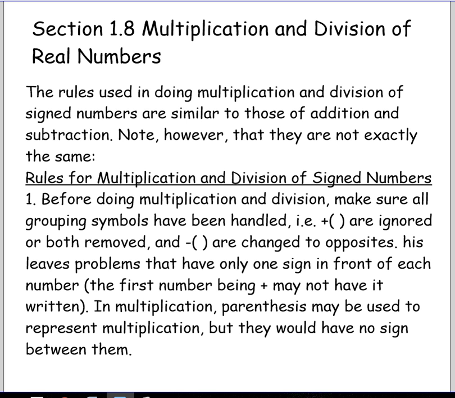So first, before doing the multiplication and division, make sure all grouping symbols have been handled. For example, plus with parentheses are ignored or both removed, and a negative and parentheses are changed to opposites. This leaves problems that have only one sign in front of each number. The first number, being positive, may not have the plus sign written. In multiplication, parentheses may be used to represent multiplication, but they will have no sign between them, and we have seen that before.